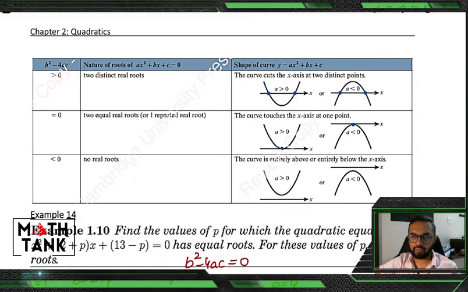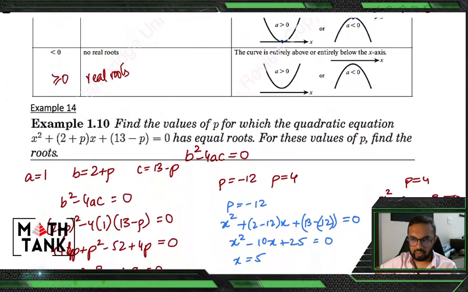If b squared minus 4ac is greater than 0, there are two distinct real roots. When it's equal to 0, there are two equal roots, and when it's less than 0, there are no real roots. There is another idea: if it's greater than or equal to 0, there are real roots. I cannot describe whether there are two roots or just one root; that cannot be described if a question just says real roots. The diagrams are also drawn for you just to highlight.